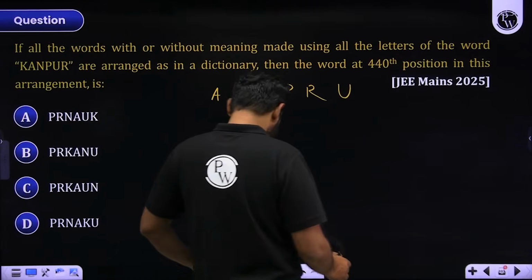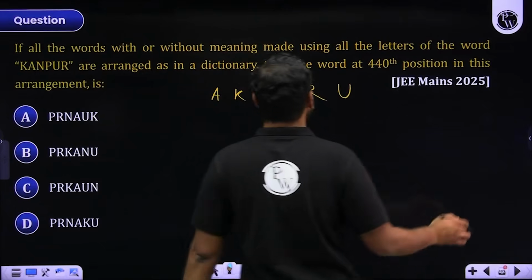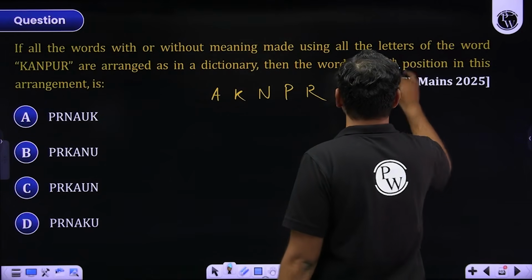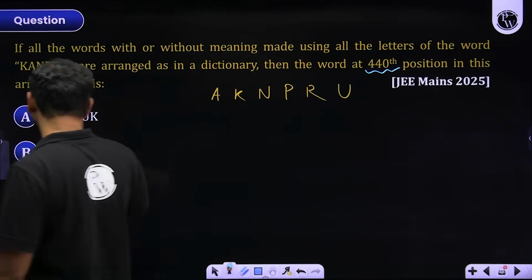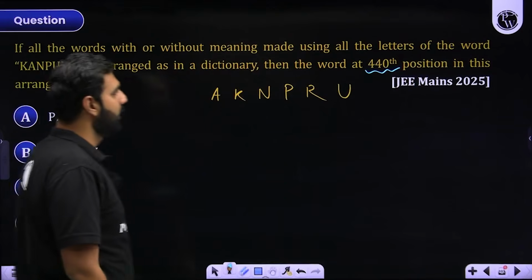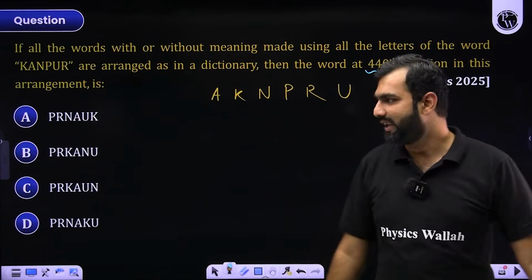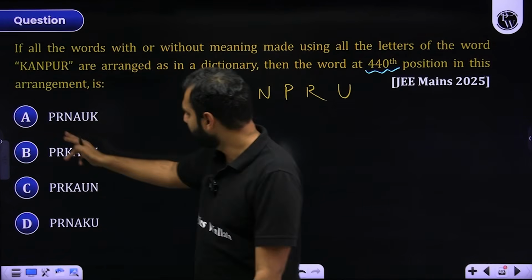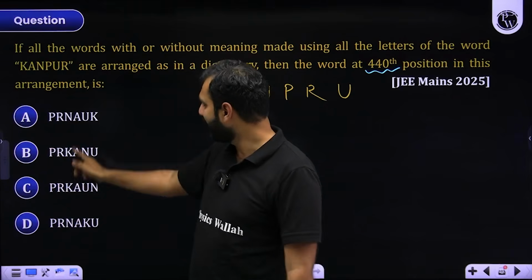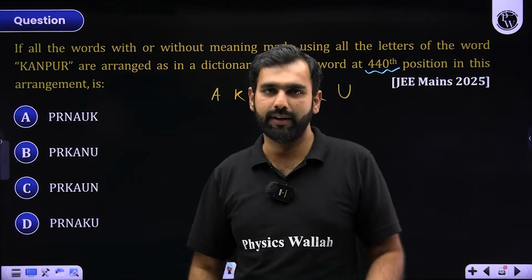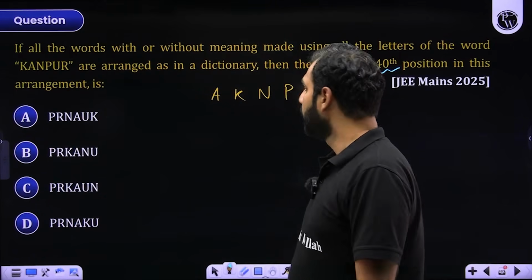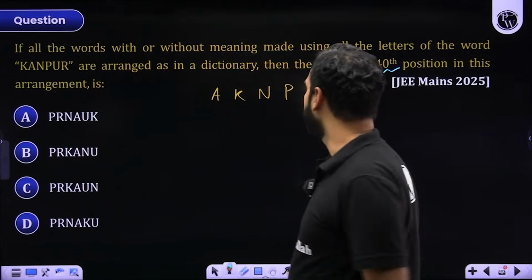Now, I am asked which word will appear at the 440th position. By looking at the options, I can very clearly see that it will start with PR. So why can I not directly reach until P?